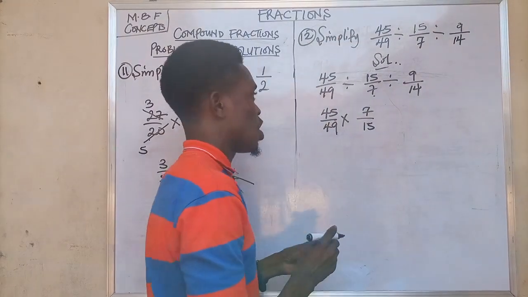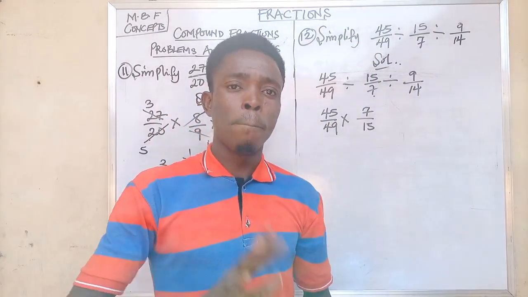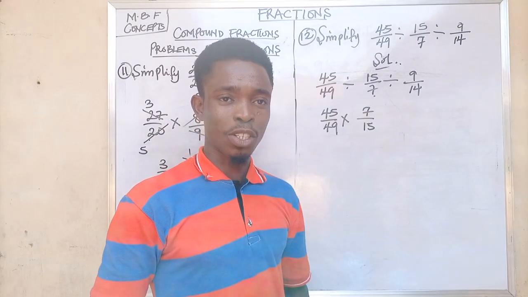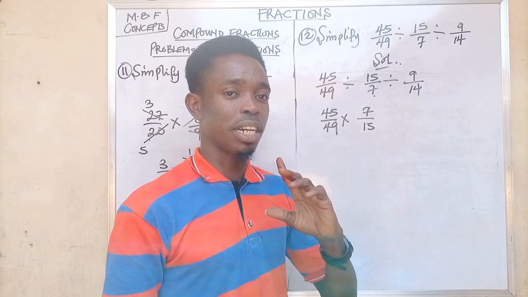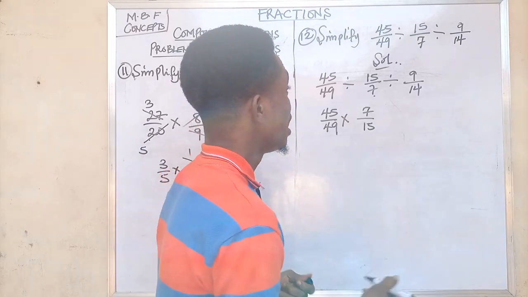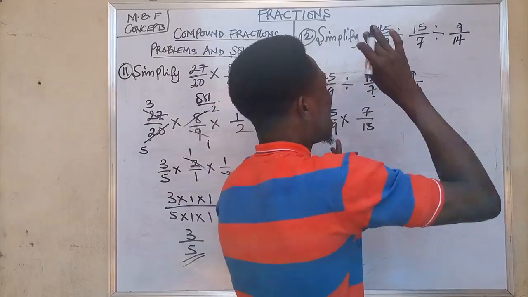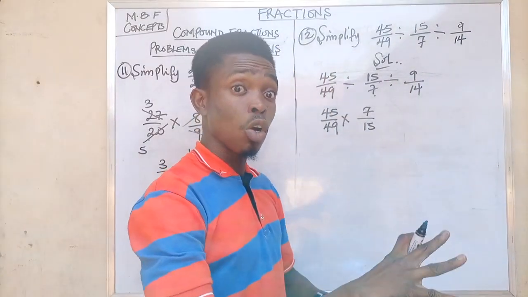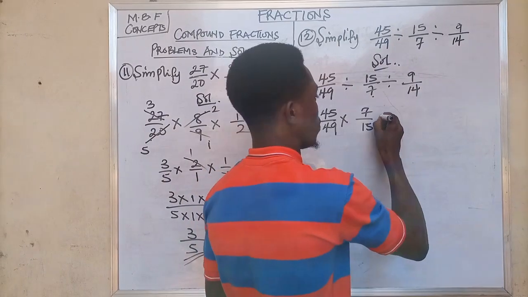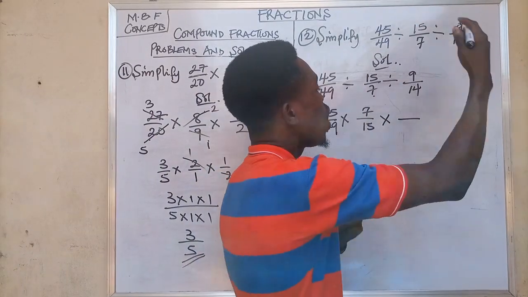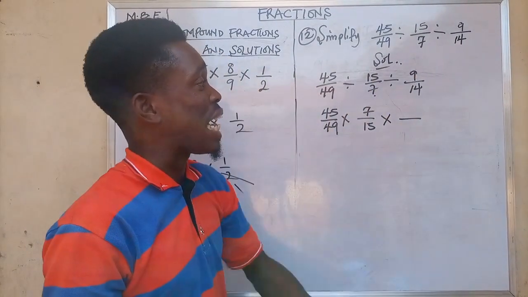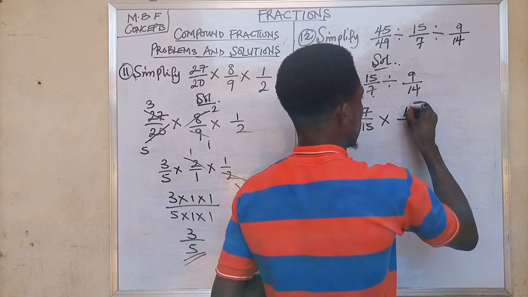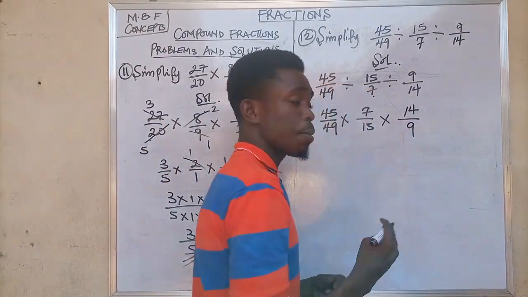This is all about it. Once you change your division sign to multiplication sign, you must ensure that you swap the fractions. Are you there? The denominator becomes the numerator and the numerator becomes the denominator. That's it. Then also, this is a division sign that we are also going to change. Now that we are changing this also to a multiplication sign, we put down our multiplication sign, and we still invert this fraction. And when we have that done, we are going to have 14 over 9. It's as simple as this, guys.